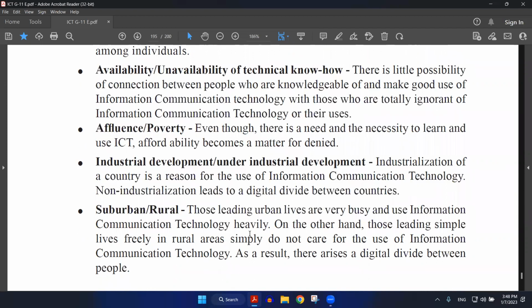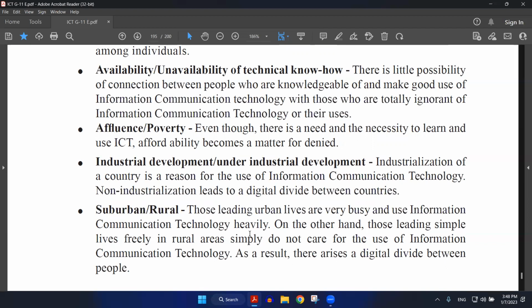Again, when it comes to suburban and rural parts, in the suburbs the businesses are going around, the society is gathering around, and investments are happening. So the technology is also there. So the suburban people have a lot of opportunities to use ICT. When it comes to the rural areas, they are depending on just the very basic needs, right?